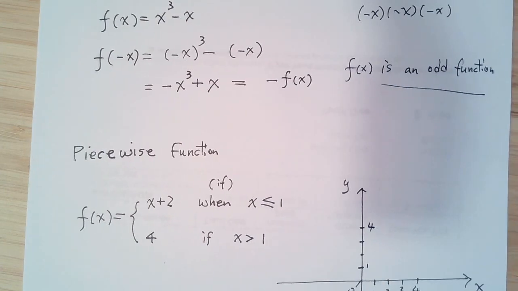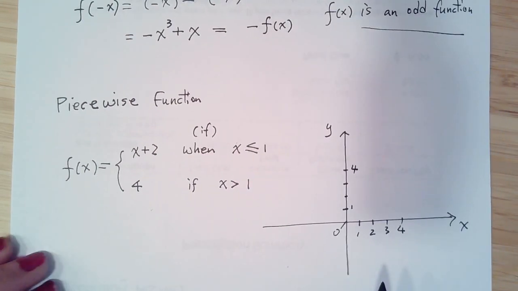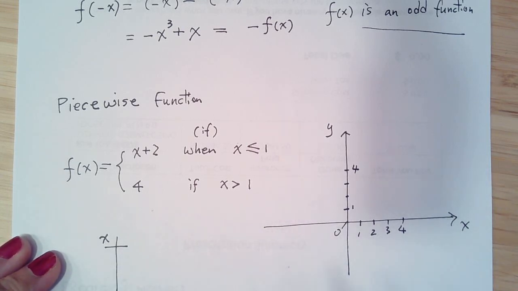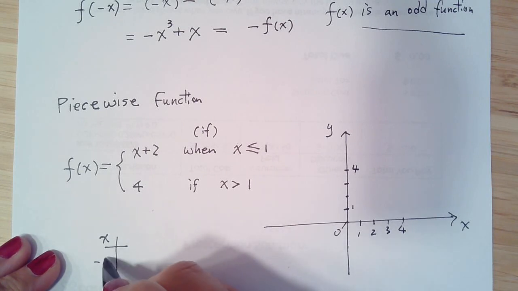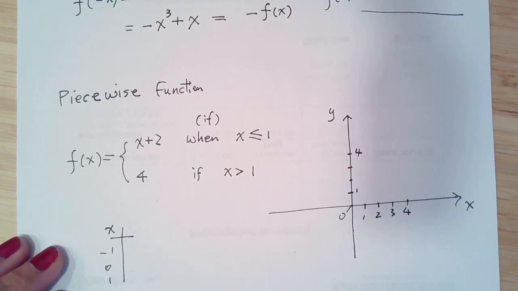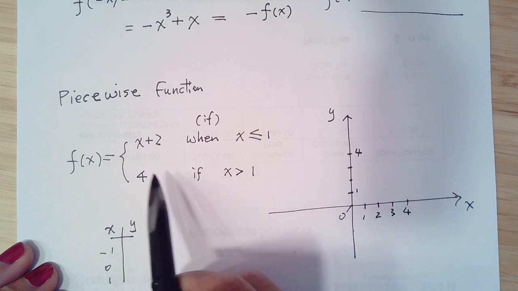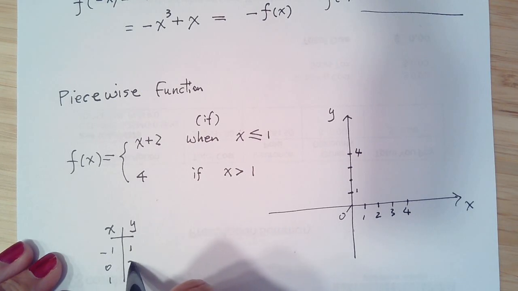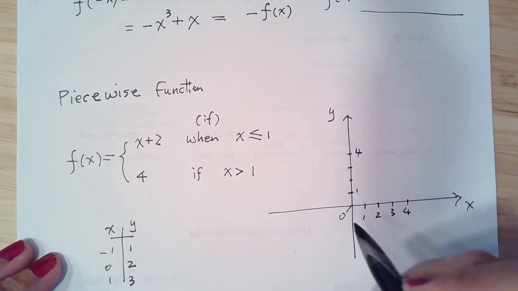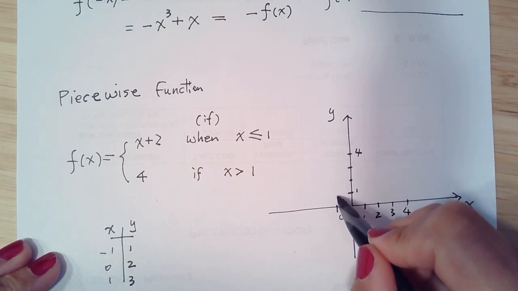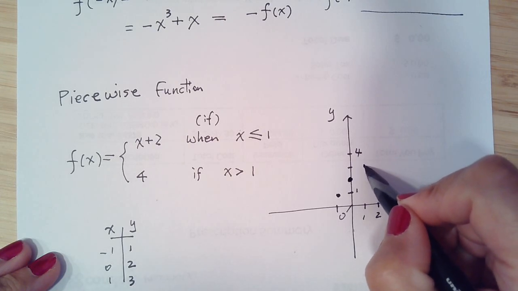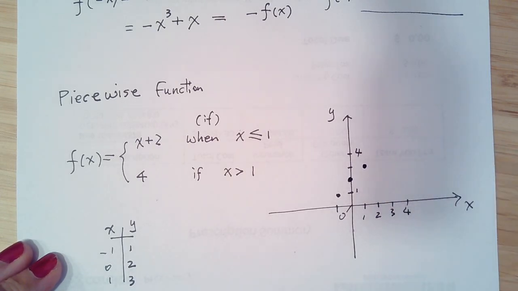Okay, and when x is less than or equal to 1, we can make a little chart. I can put -1, 0, and +1. Then to find y, which is x plus 2, I just use the number plus 2. -1 plus 2 is 1, 0 plus 2 is 2, and 1 plus 2 is 3. So I get this point, and this point, right? I get this point.